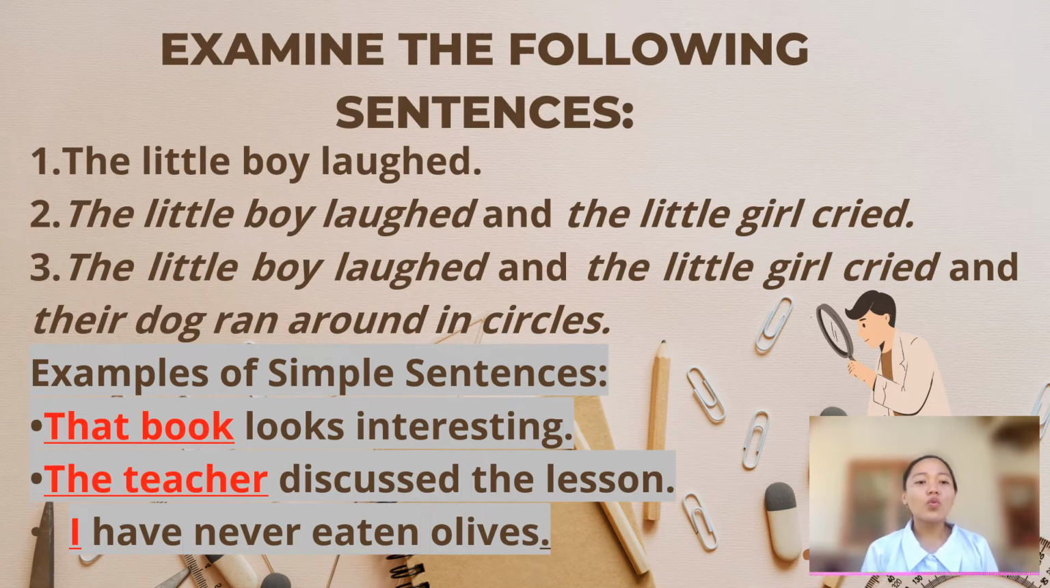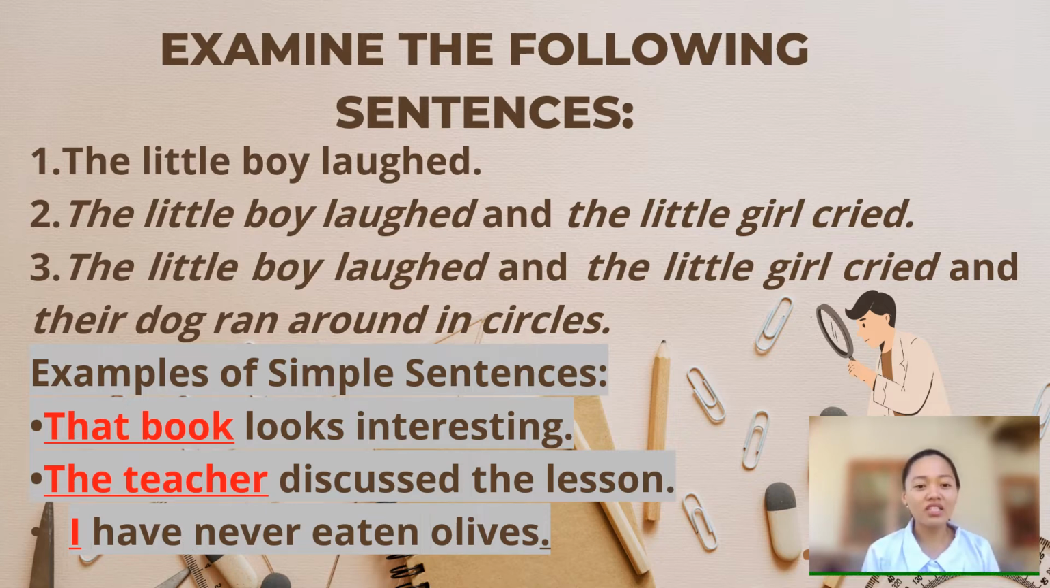So, which of the following sentences do you think is a simple sentence? We have here the sentences. First, the little boy laughed. Second, the little boy laughed and the little girl cried. Third, the little boy laughed and the little girl cried and their dog ran around in circles. Okay? If your answer is number 1, you are correct.